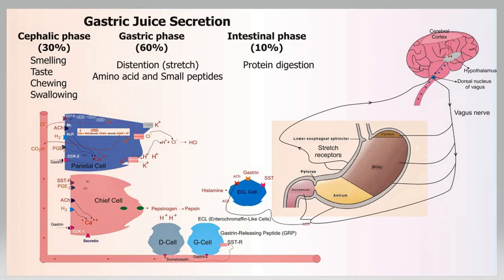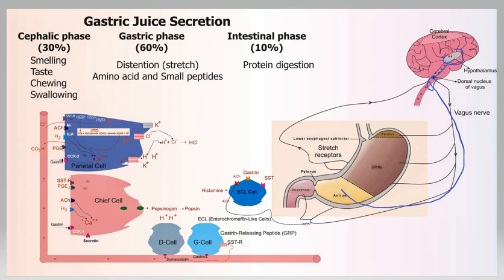The cephalic phase of gastric juice secretion is stimulated when you see good food or think about good food. The taste and smell of delicious food can stimulate the cerebral cortex of the brain, and this information is forwarded to the hypothalamus, and from the hypothalamus to the dorsal nucleus of the vagus. Right from here, the vagus nerve originates and takes this information to various parts of the stomach and stimulates the secretion of gastric juice inside the stomach.